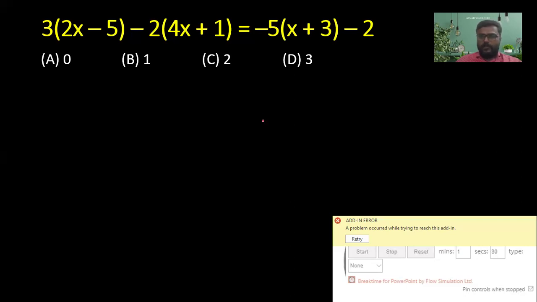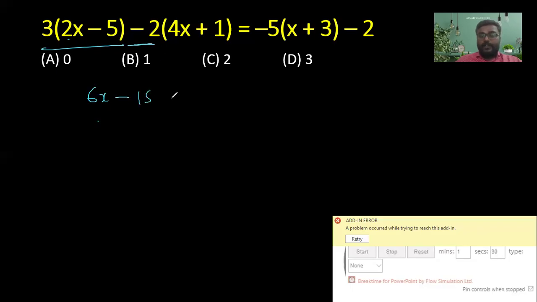Okay, I'll solve this for you guys. So let's try to distribute this first. 3x, 3 times 2x will be 6x. Now, 3 times negative 5 is negative 15.